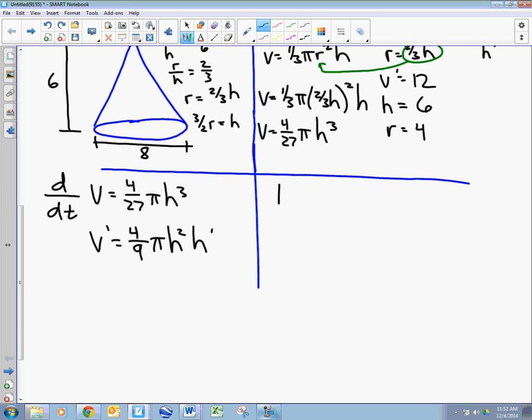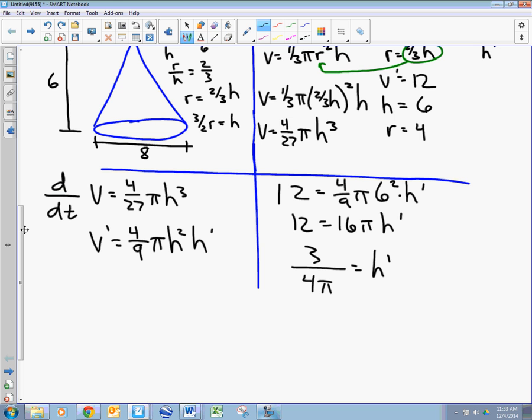Plug in the knowns and unknowns. 12 is equal to 4 over 9 pi times 6 squared h prime. 6 squared is 36, divided by 9 is 4, times 4 is 16, so 12 equals 16 pi h prime. Divide by 16 and by pi, I get 3 over 4 pi is equal to h prime. Or h prime is equal to 3 over 4 pi. What is my label? Feet. It is a rate, so I have to have per minute.